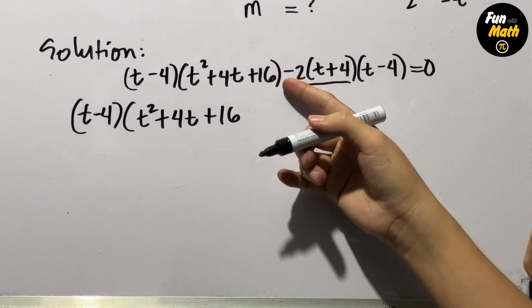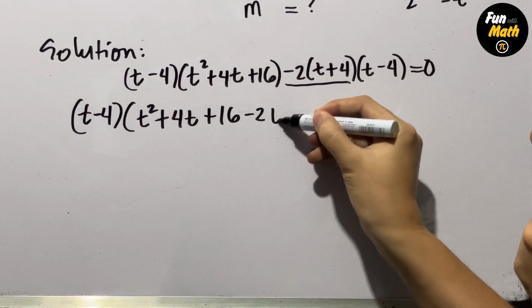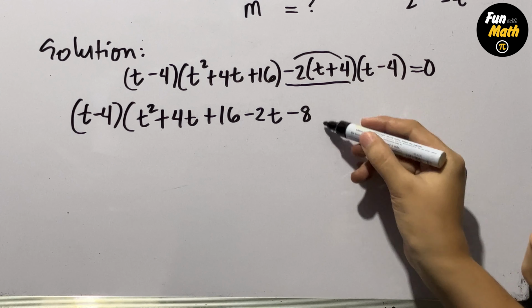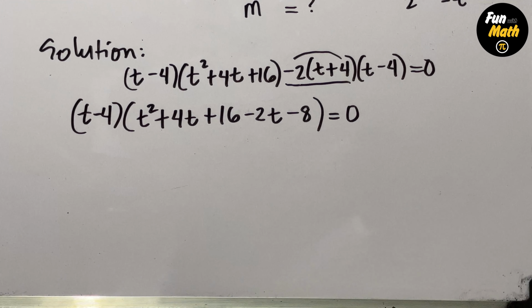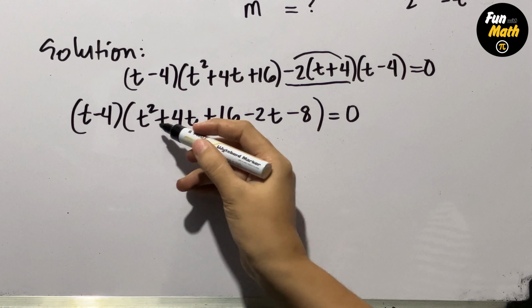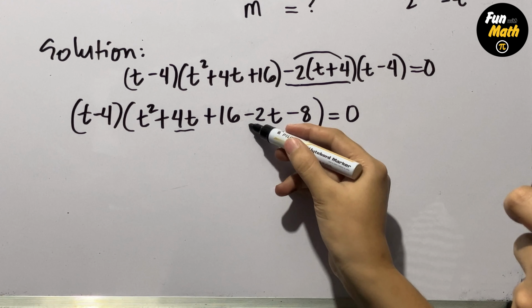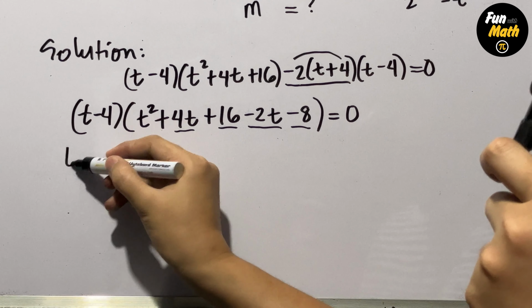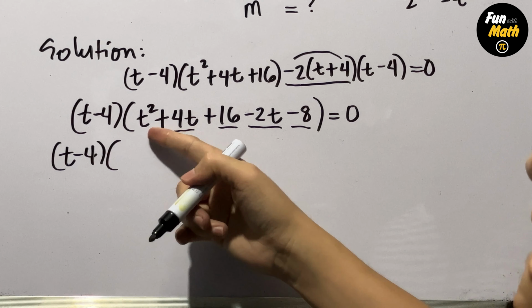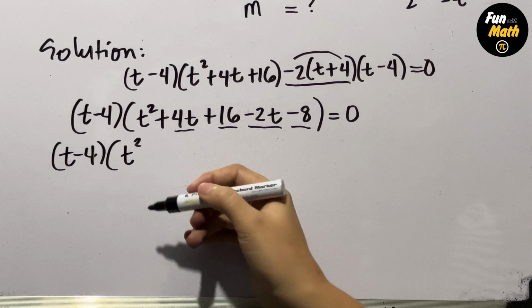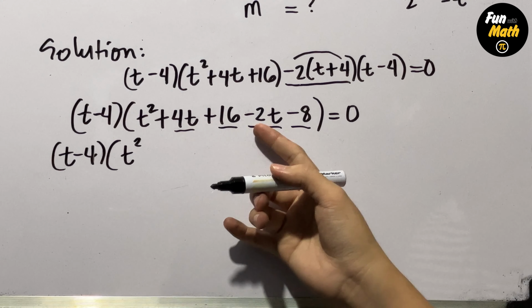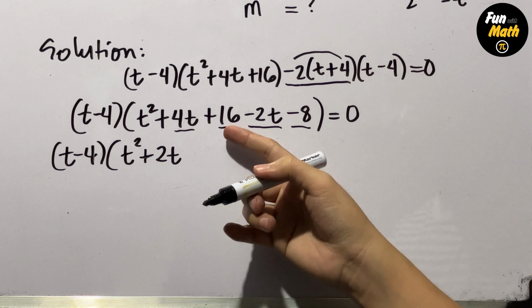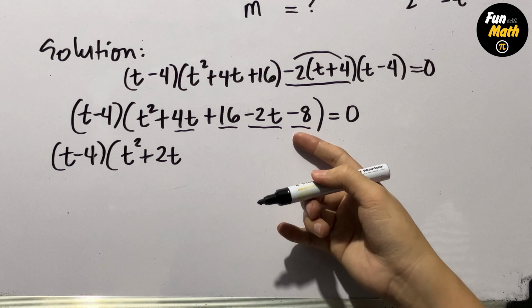Now let's multiply. Negative 2 times t, that's negative 2t. Negative 2 times positive 4, that's negative 8, equals 0. Next, we can combine like terms. So we have 4t and negative 2t. We have 16 and negative 8. So this is now t minus 4 times, bring down t squared, and then 4t minus 2t, that's plus 2t, and then 16 minus 8, that's 8.